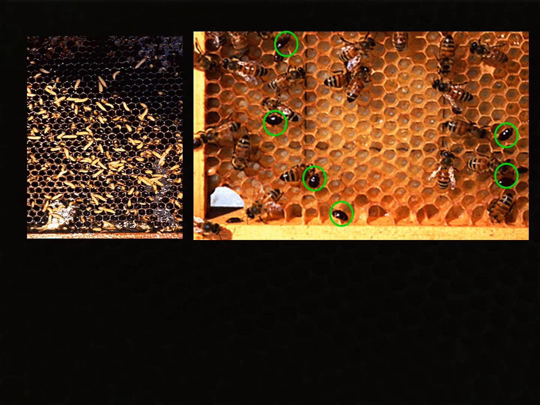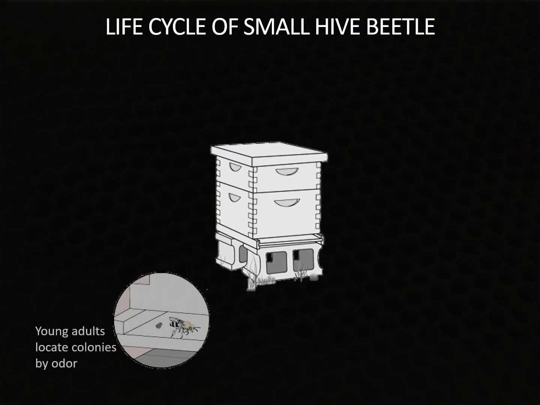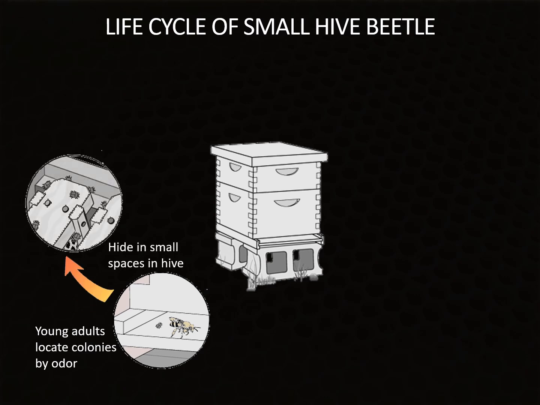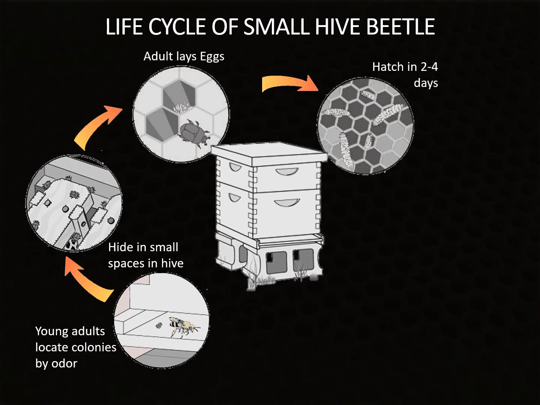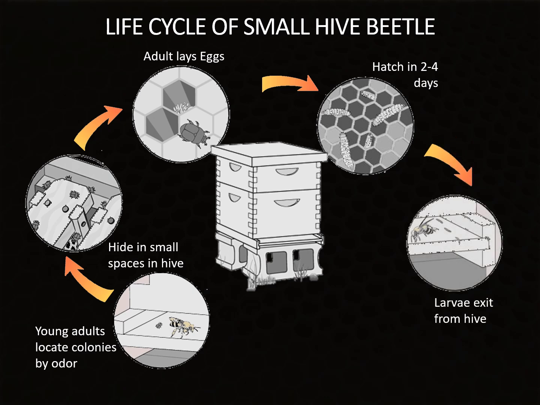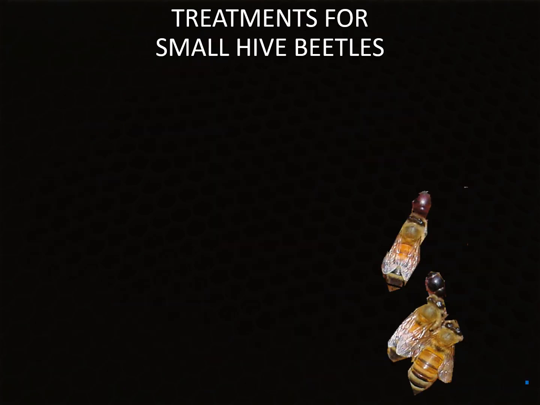And there they are. So the life cycle of a small hive beetle: young adults can fly into a colony. They detect it by the odor. They hide in small spaces, crevices, cracks, and the adults lay eggs. They hatch in 2 to 4 days, and the larvae exit the hive, and they spend their pupal stage in the soil, and then they grow up to be adults that can fly back into the colony.